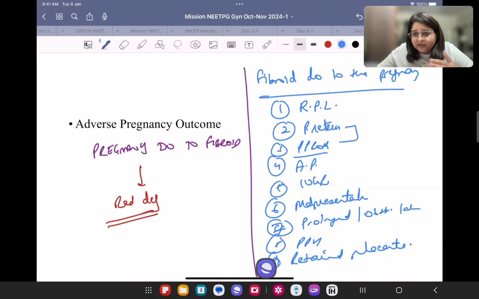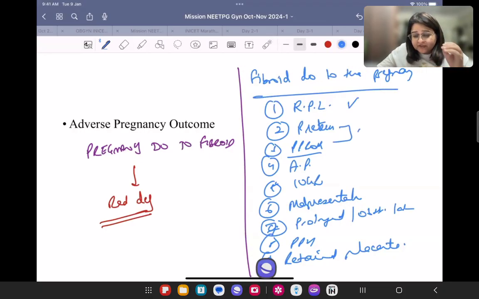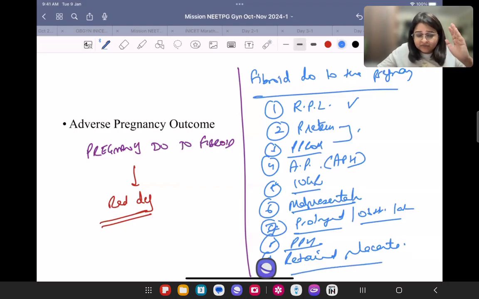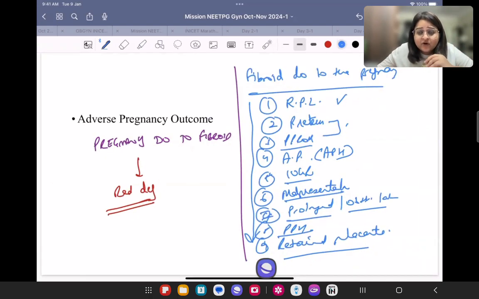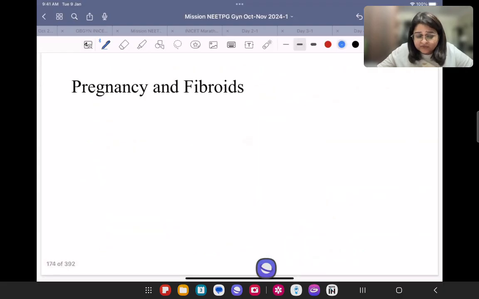ठीक है, oligohydramnios इसमें नहीं होता है. So pregnancy loss, preterm, PPROM, antepartum hemorrhage mainly abruption, not usually placenta previa. ठीक है, IUGR, malpresentation, prolonged obstructed labor, postpartum hemorrhage, retained placenta. ठीक है, so start from the first trimester, and so many complications it can cause in pregnancy. So again, it depends on the size and where the fibroid is. It's not necessary कि fibroids will cause all this. Some fibroids are completely asymptomatic, but some fibroids do cause problems.